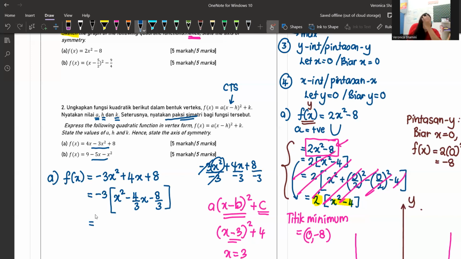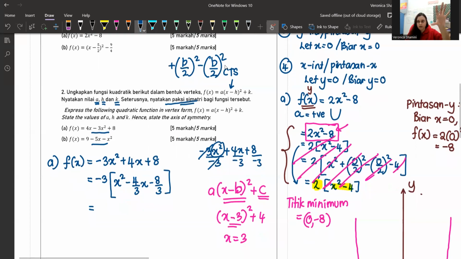Okay, now this is where for CTS, what is the formula? Plus B over 2 kuasa 2 minus B over 2 kuasa 2. You see, this one in exam not given. So you all have to remember this. Okay, so negative 3. See, x kuasa 2 minus 4 over 3x.